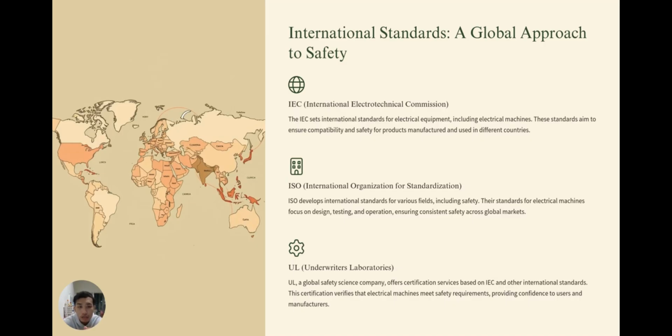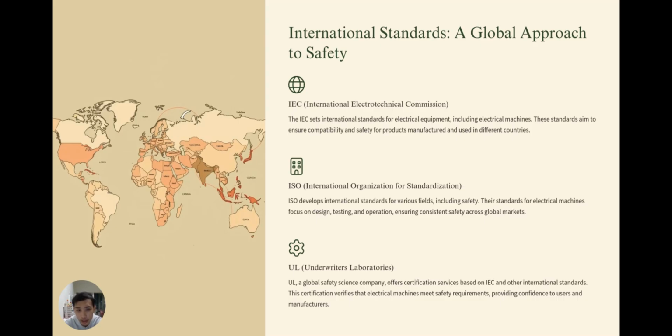The next slide is about international standards. The international standard is a global approach to safety. For the IEC, the International Electrotechnical Commission, the IEC sets international standards for electrical equipment, including electrical machines. These standards aim to ensure global compatibility and safety for products manufactured and used in different countries.